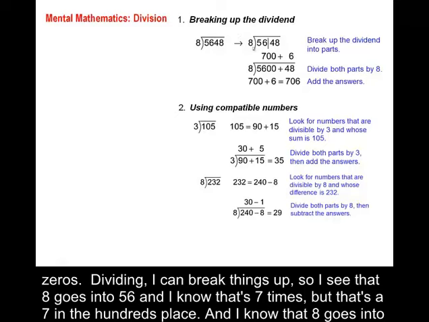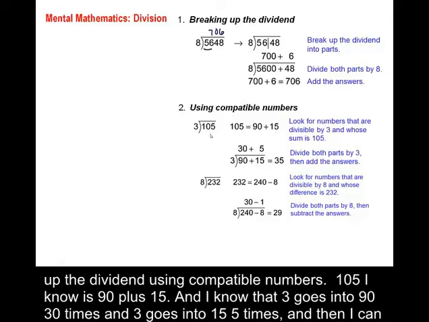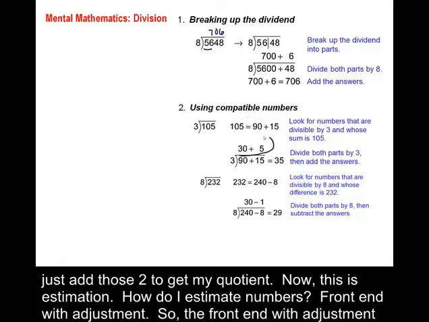Dividing, I can break things up, so I see that 8 goes into 56. I know that's 7 times, but that's a 7 in the hundreds place. And I know 8 goes into 48 6 times in the ones place, and I have to put my 0 in there. So on the unlikely instance that it works out to be something like that, if you notice it, you can break up the dividend using compatible numbers. 105 I know is 90 plus 15, and I know that 3 goes into 90 30 times. I know 3 goes into 15 5 times, and then I can just add those two to get my quotient.